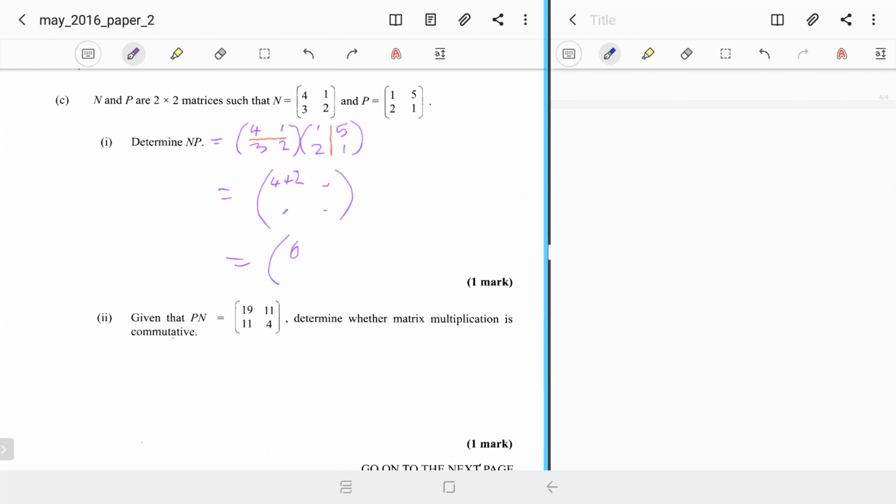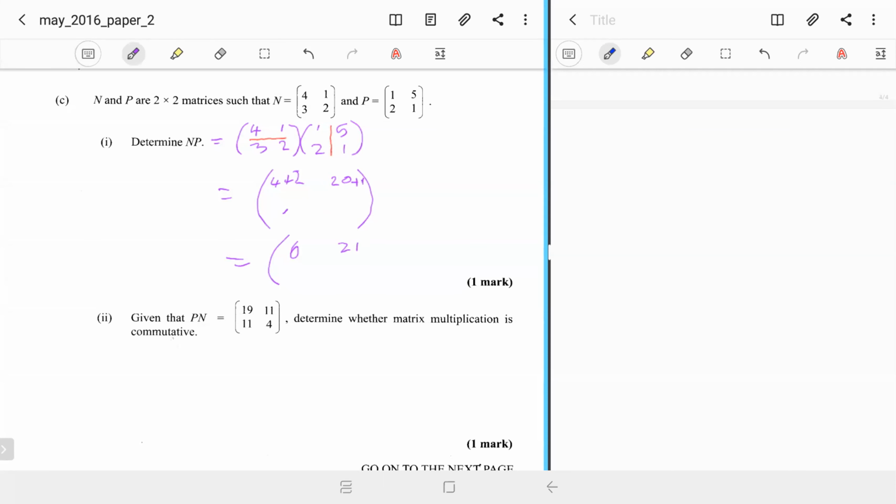Second element right there is in the first row and the second column. So to get that element, we use this first row with this second column. 4 times 5 and 1 times 1. First element by first element, second element by second element. 4 times 5 is 20, 1 times 1 is 1. So it's 20 plus 1. That value is 21.